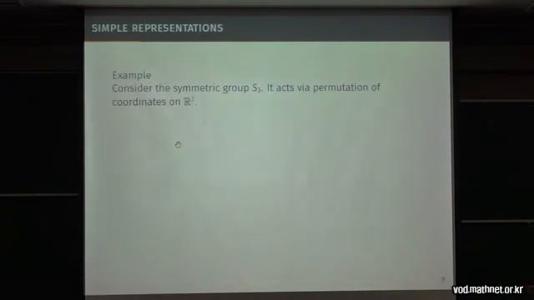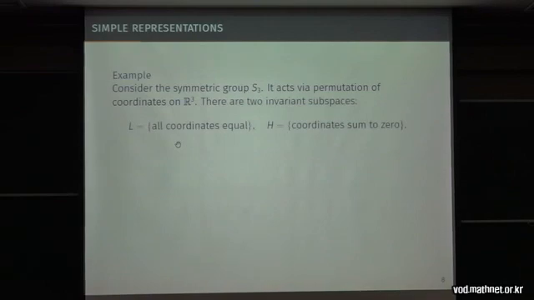So let's consider the symmetric group. I want to go through a little bit the theory of simple representations. So let's consider the symmetric group acting by a permutation of coordinates on R3. So there's two invariant subspaces that are very natural, that kind of stare at us. The first one is that all coordinates are equal. This is obviously preserved by permuting coordinates. The other condition that's preserved by permuting coordinates is that the coordinates sum to 0.